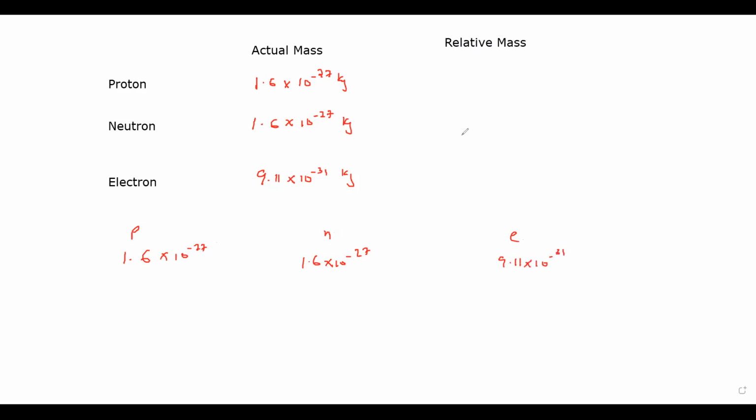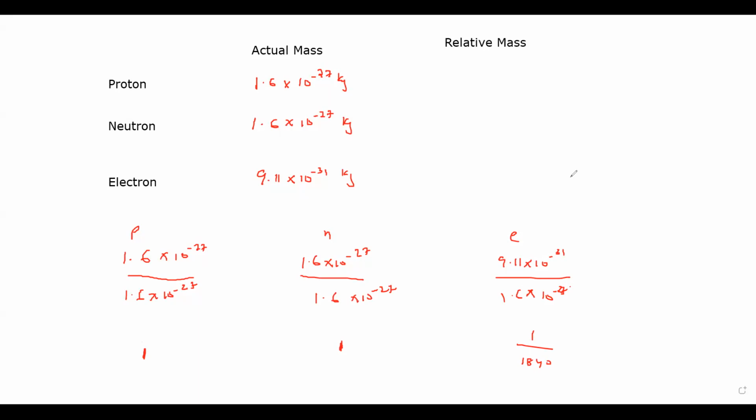But when I take a relative mass, it means I'm taking a ratio. So when I take a ratio, I divide all of them by the common number, which is 1.6 into 10 to the power minus 27. So when I divide these by 1.6 into 10 to the power minus 27, what will be the answer? The comparison will be 1 for proton, 1 for neutron, and 1 divided by 1840 for electron. So basically relative mass is a comparison.